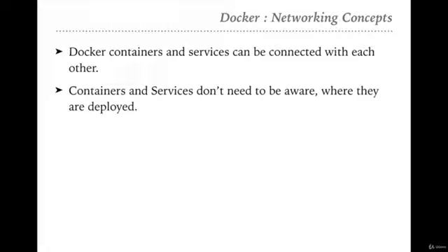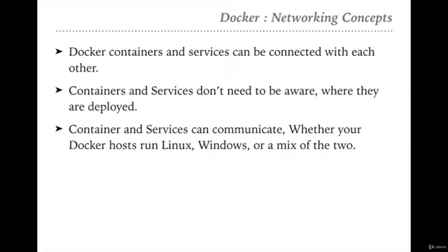It may be possible that one of your Docker hosts is on a Windows machine and another is on a Linux machine, and you are executing two containers, one on Windows and another on Linux. In that case, both containers must know about the bridge, about the network they need to use. They don't need to bother about the hosting system. Containers and services can communicate whether your Docker host runs on Linux, Windows, or a mix of the two. We have already discussed this.